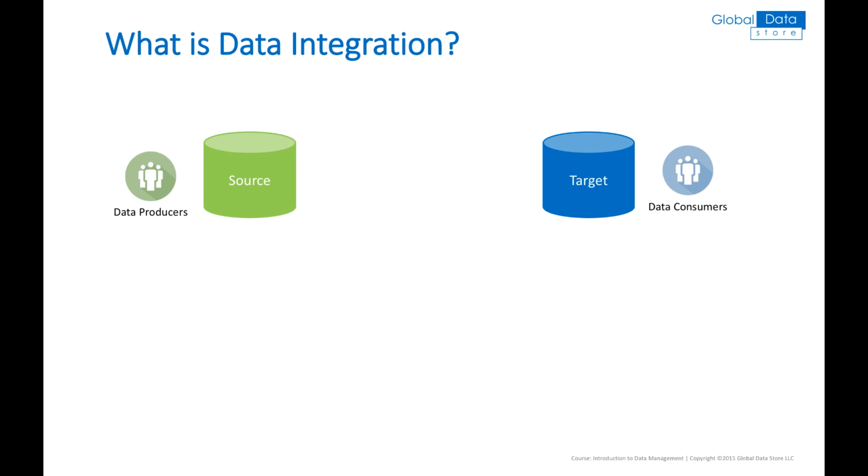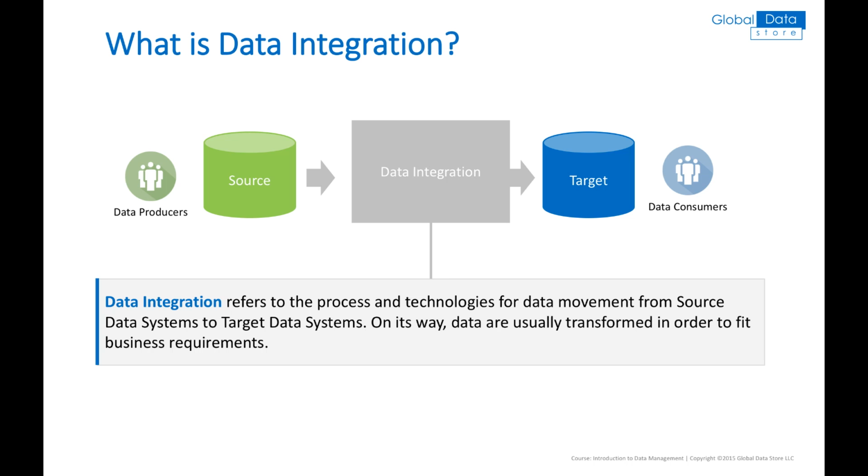When we talk about data flows, there are two sides of the equation. On one side, there are data producers, and on the other side, there are data consumers. In the middle, there is a process, which moves and transforms data from its original format in source systems into target systems, and a format that fits data consumers' business needs. That process is called data integration.